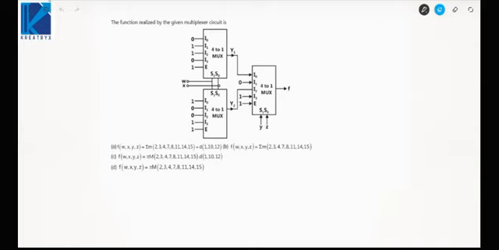Next problem. The function realized by the given multiplexer circuit is, okay, we have to choose which function is getting realized. So how will you decide which function is being realized? Here how many variables do we have? We have W, X, Y and Z. So let me design the table W, X, Y, Z and we'll have F. So how many combinations can we have? For 4 variables, we will have 16 combinations.